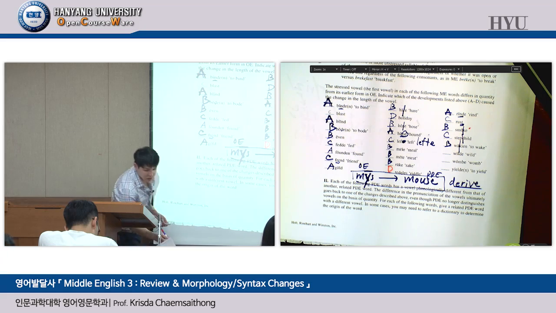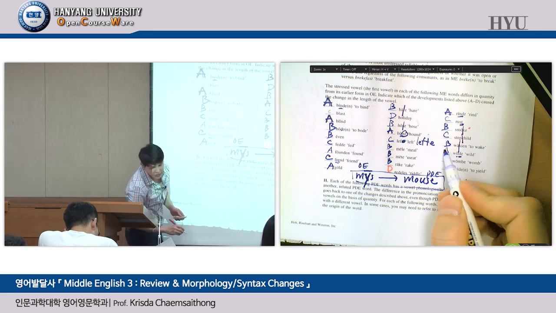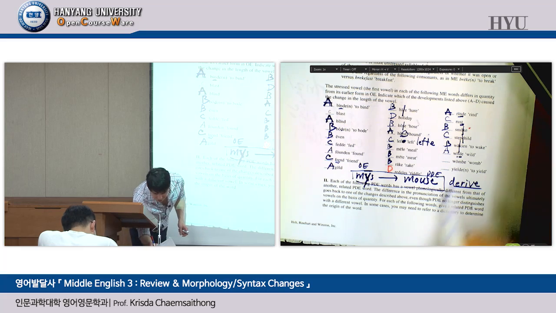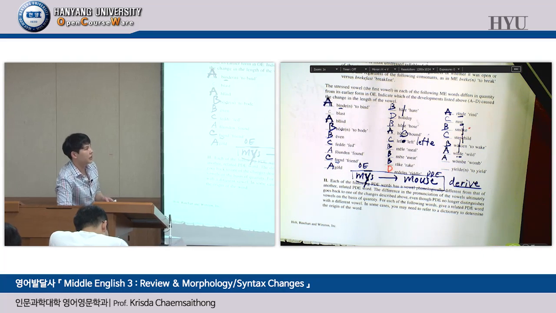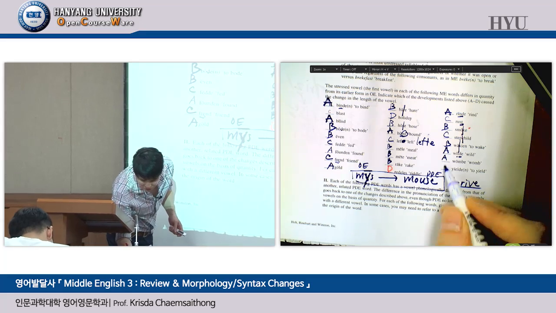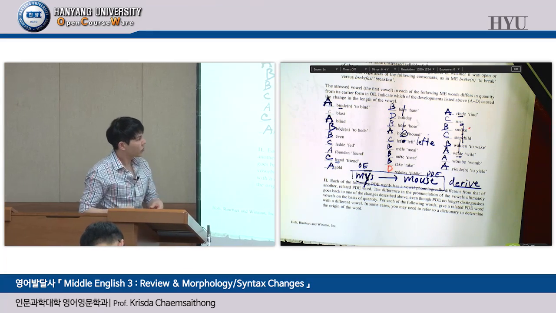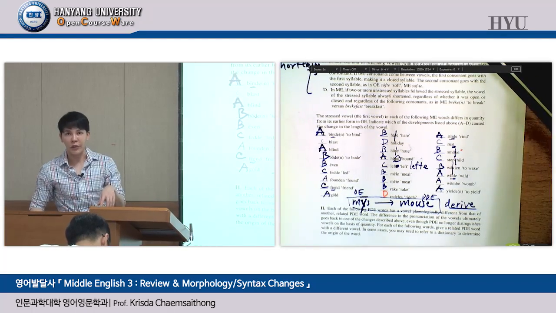Wilde. So we have E plus LD. So condition A. Wombe, O plus MB. Condition A also, right? And finally, yilden, E, lowercase I plus LD. So condition A also. So I will ask you this type of question on the final exam.